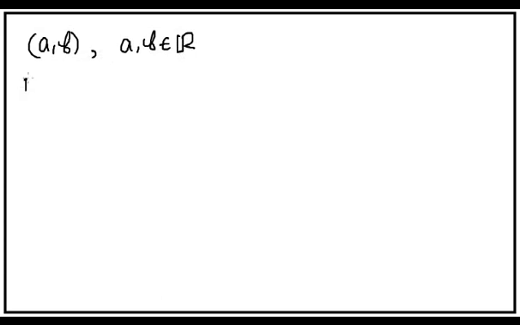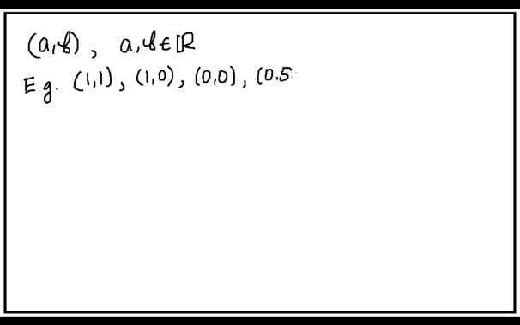So, for example, the vector 1, 1 is there, the vector 1, 0 is there, the vector 0, 0 is there, the vector 0.5, pi is there, and so on. However, we're not going to be using the usual operations for this structure as we do with the usual space that's called R squared, the Cartesian plane.